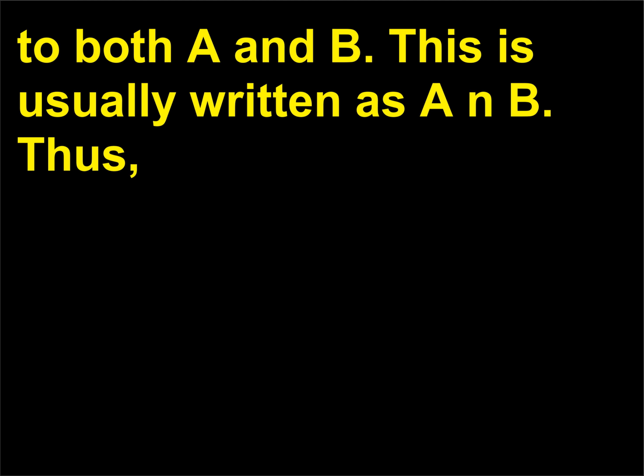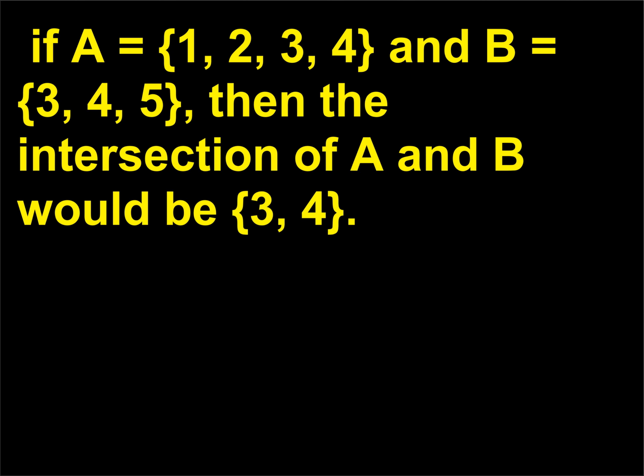Thus, if A equals {1, 2, 3, 4}, and B equals {3, 4, 5}, then the intersection of A and B would be {3, 4}.